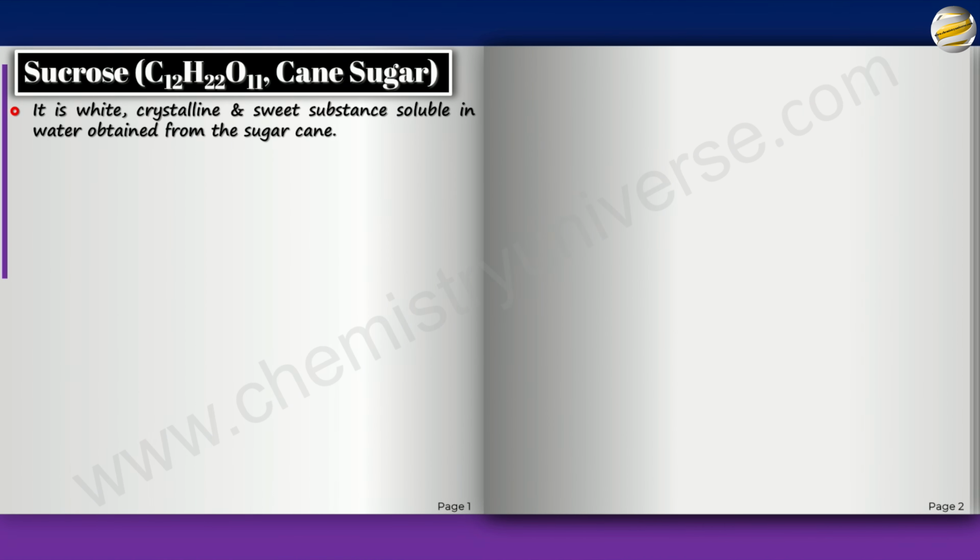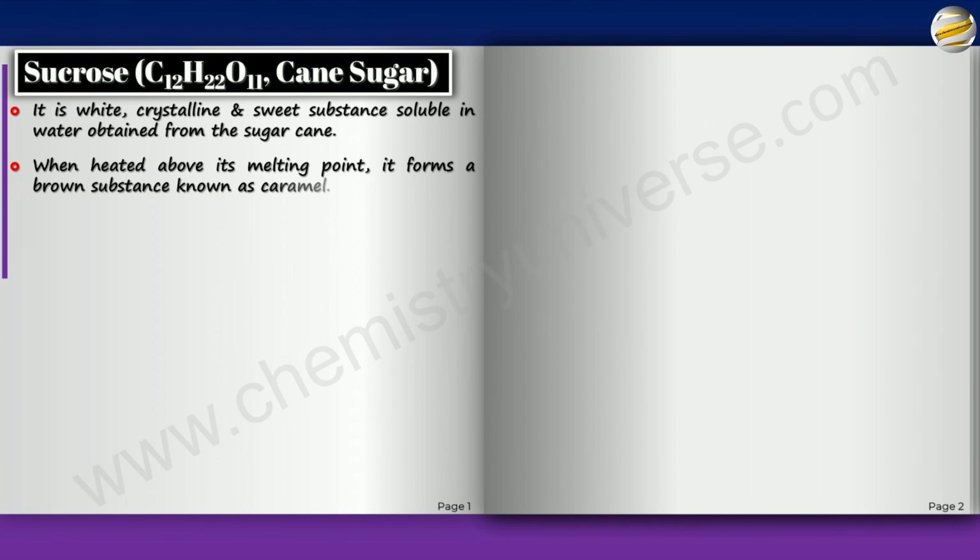Now, when heated above its melting point, it forms a brown substance known as caramel. We're going to look at what this caramel appears to be and what happens on heating a little later when we do the tests. Now, the aqueous solution of sucrose is dextrorotatory. This is the naturally occurring sucrose, and its specific rotation is +66.5.